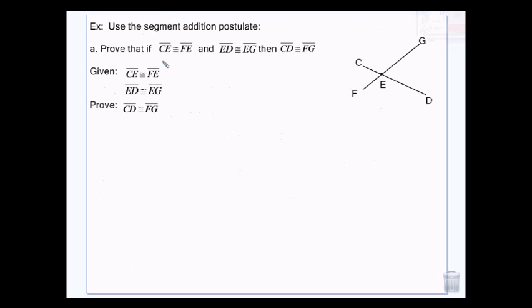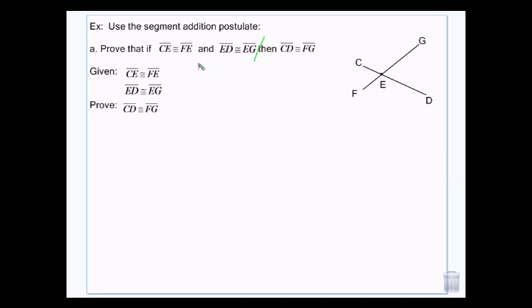Using our segment addition postulate, we're going to prove that if CE is congruent to FE and ED is congruent to EG, then CD is congruent to FG. So we've got our if and thens, right? So that makes these two statements our given statements. I've listed them as given. And this is my proof statement.